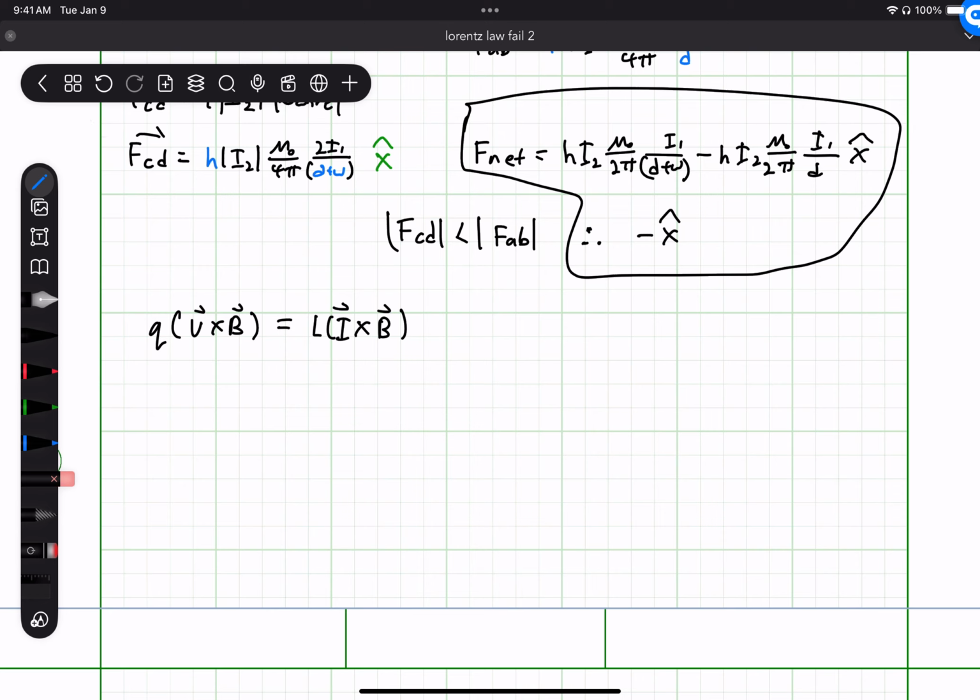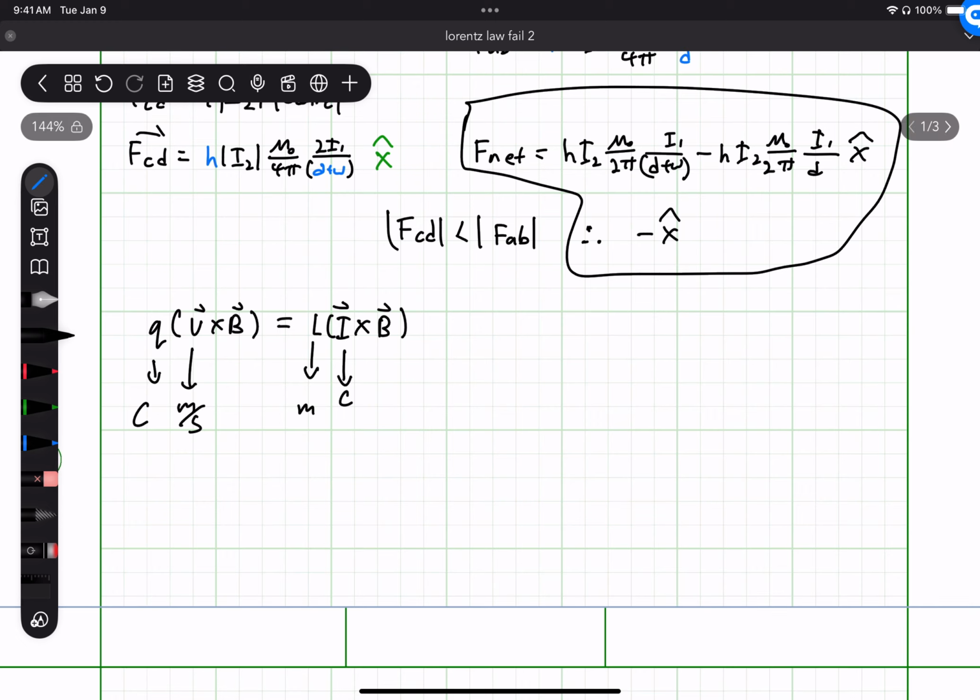So we know q is in units of coulomb, and v is in units of meters per second. Here we have units of meters in length. And for I, we have coulombs per second. If we simply multiply these terms together on each side respectively, we have coulombs times meters per second. On the right, we have meters times coulombs per second. We see that these things are equal, so our dimensional analysis works out. This is true, so the transformation works.